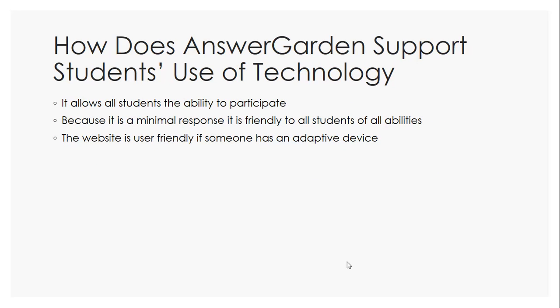So how does it support different students' use of technology? When looking at different students, such as those who have English as a second language or who have special needs, it allows every student to have the ability to participate. Because it is a minimal response, it is very friendly to all students. Students don't have to create full sentences. I actually placed a 20-character cap on it, so they could only do maybe a word or two before it cuts them off, which would be very friendly for students who may have processing disorders and may not be able to put complete sentences together, but they could list a few words for you. It is also very user-friendly if someone has an adaptive device.